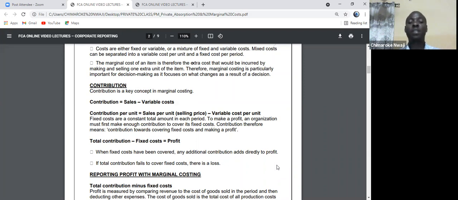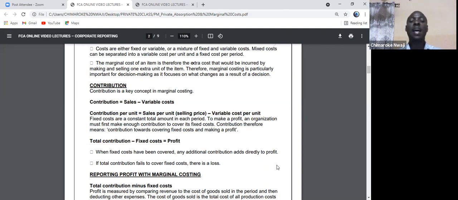Now, what is contribution? Contribution simply means total sales revenue minus total variable costs. Or you can simply say sales revenue minus marginal costs. So that is how you get your contribution in total terms. Now, coming to contribution per unit, it is simply equal to your selling price or your sales per 1 unit minus your variable cost per unit. So that is your contribution per unit.